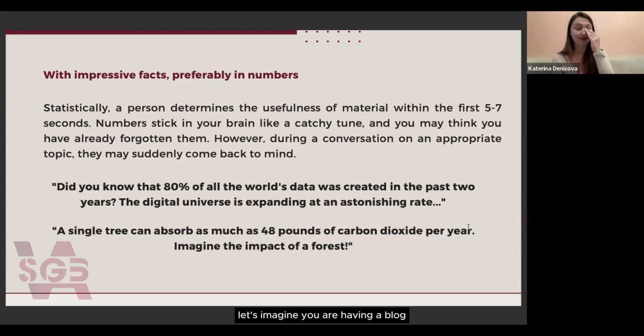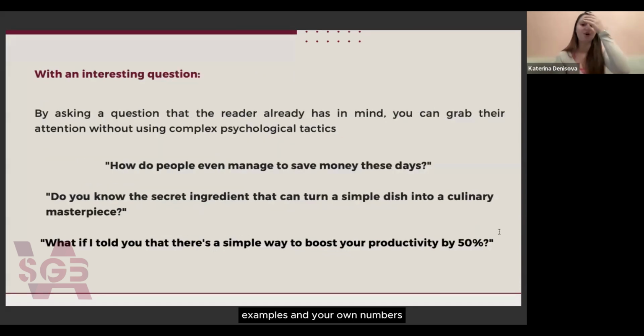Let's imagine you are having a blog about some environmental problems. When you start with numbers, it is always more likely that your text will be read till the end. So you can imagine your own examples and your own numbers.